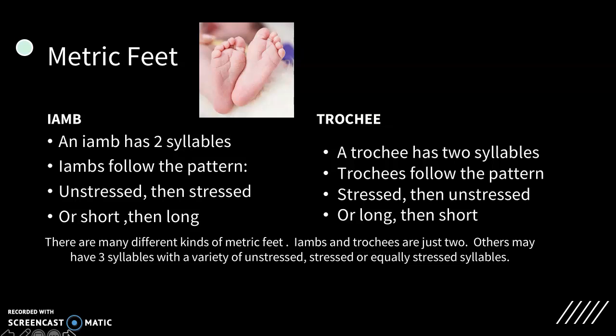All right, so metric feet. Iambs have 2 syllables, and they follow this pattern: unstressed syllable, then stressed syllable. A trochee has 2 syllables also, but it's the flip-flop of an iamb. In other words, it has 2 syllables, stressed, then unstressed. Now, there are many kinds of metric feet. Iambs and trochees are just 2. Others may have 3 syllables, and they may have a variety of stressed, unstressed. There's even a metric foot that has 2 equally stressed syllables. But the only ones I'm making you learn about are the iamb and the trochee.